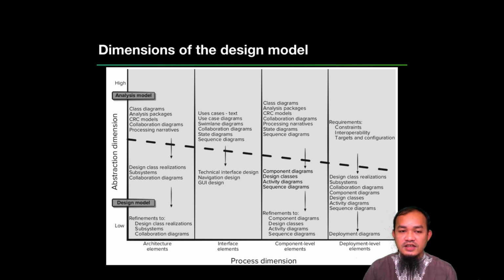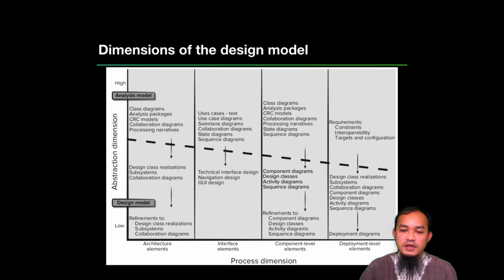For example, for the architecture element we have the class diagram, and when you want to translate from the requirement analysis model to the design model, we can use a design class diagram, subsystem, or collaboration diagram. For the interface, from the use case diagram, use case text, or use case specification, we have to translate into a technical interface design that consists of UI and UX. Or it will consist of interfaces that receive data and then display data, which we call input and output.